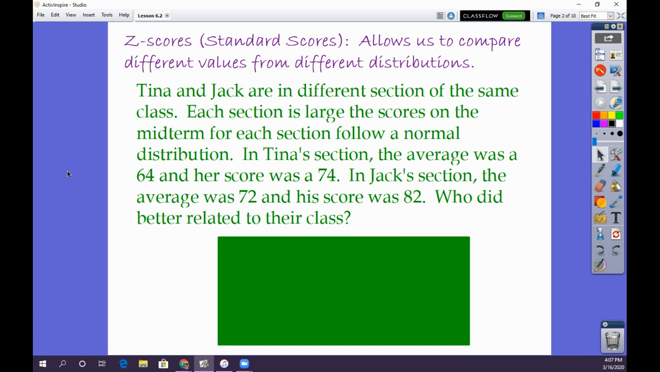Well, if you're going to go straight up on percentages, you would obviously say, okay, Jack did better because he scored higher. But his class average was much higher than Tina's. They both scored 10 points higher than the average. So how do you tell? Well, if we knew how spread out the data was, we'd be able to figure this out a little bit easier. So the missing topic here happens to be the standard deviation.